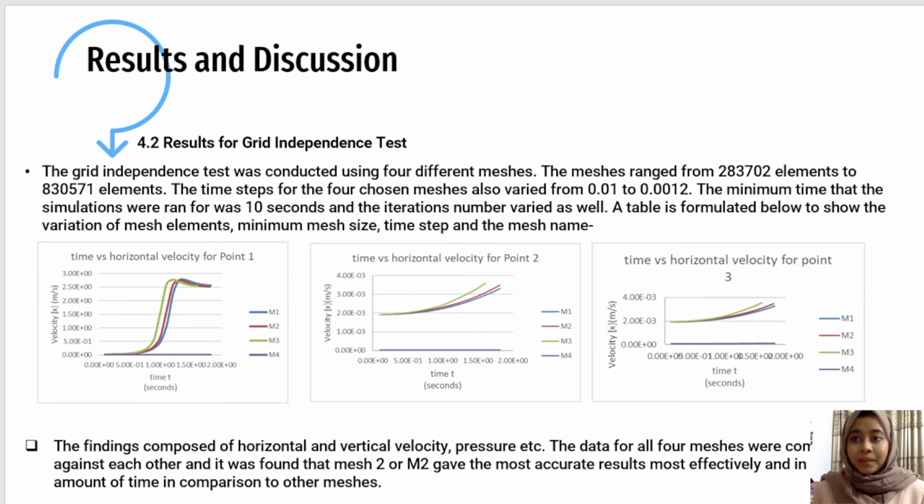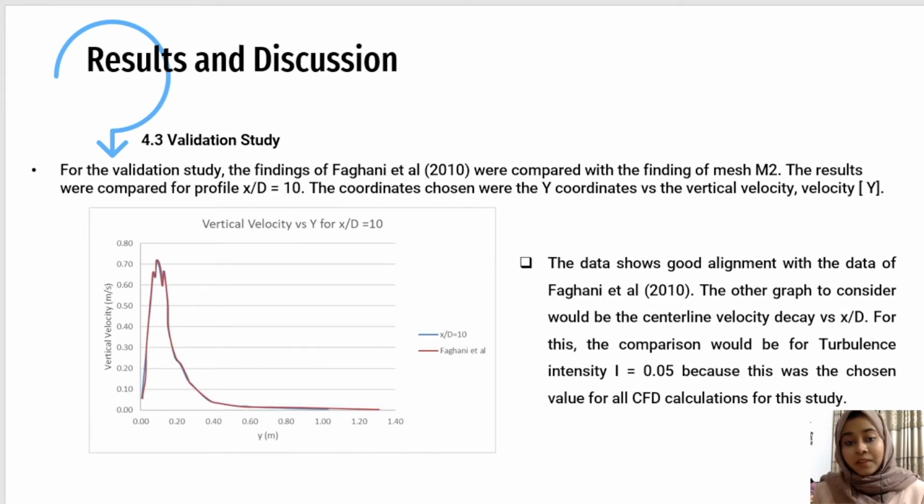Validation study. For our case, we did the validation study compared to the experimental findings of Fajani et al. 2010. What we found is that the study shows good accordance with the experimental data of Fajani et al. And here you can see the comparison for the profile at x/d equals 10. I should also mention that the turbulence intensity taken in this case was 0.05 for all studies.